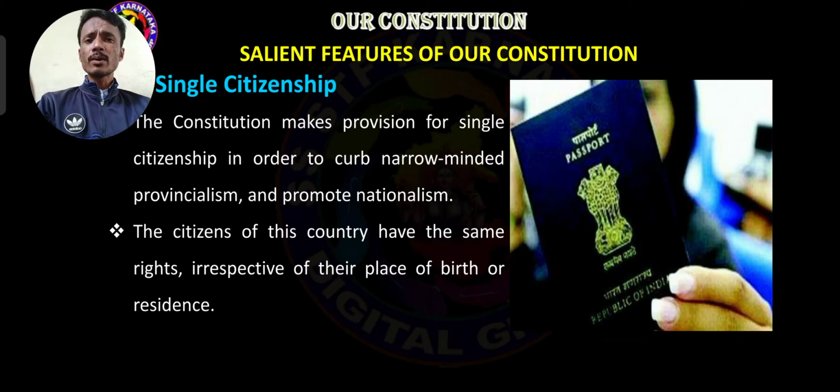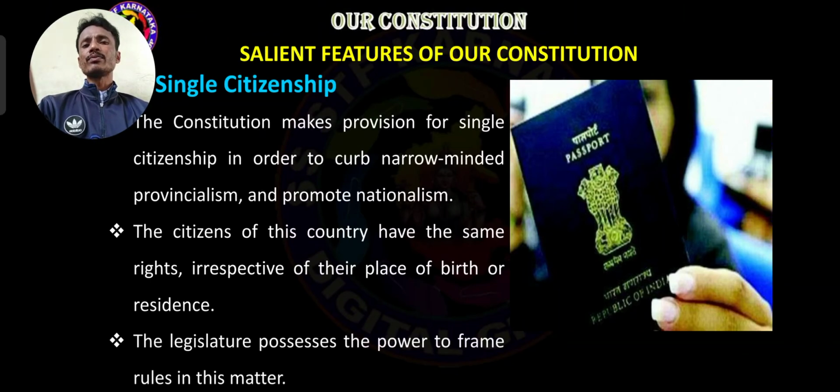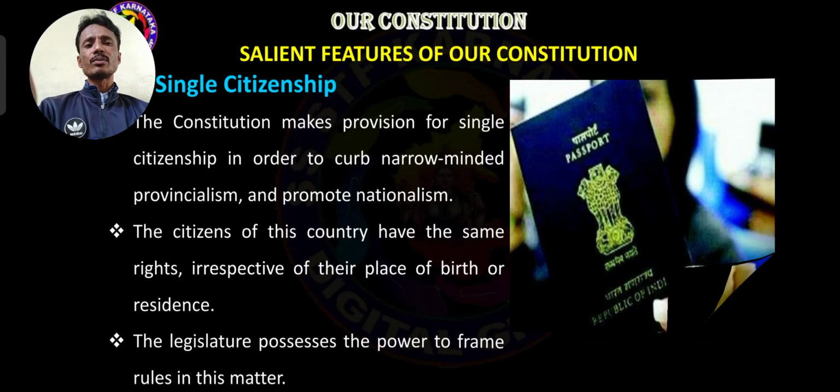Whether they belong to Andhra, Karnataka, Tamil Nadu, Gujarat, Sikkim, Haryana, Madhya Pradesh or Maharashtra, any state, all have the same rights irrespective of place of birth or residence, because the Constitution provides single citizenship. The legislature possesses the power to frame rules in this matter. Rules and regulations are created by Parliament, Lok Sabha and Rajya Sabha. So dear students, this is about single citizenship.